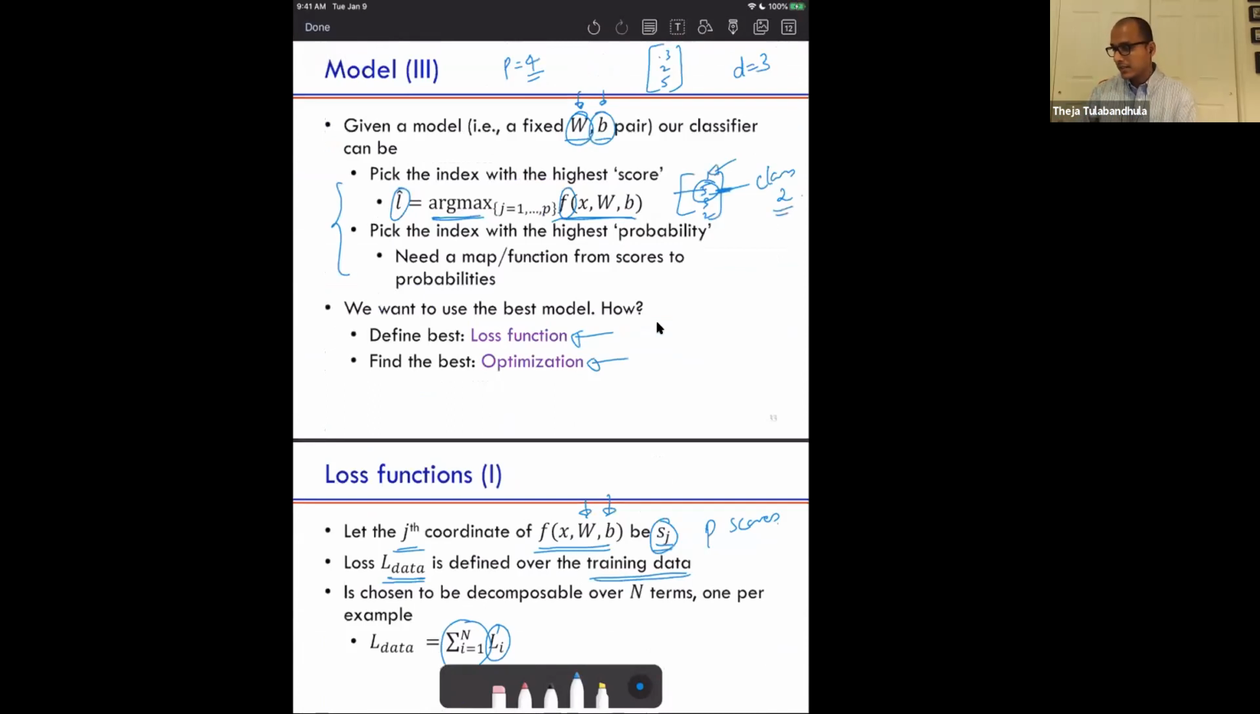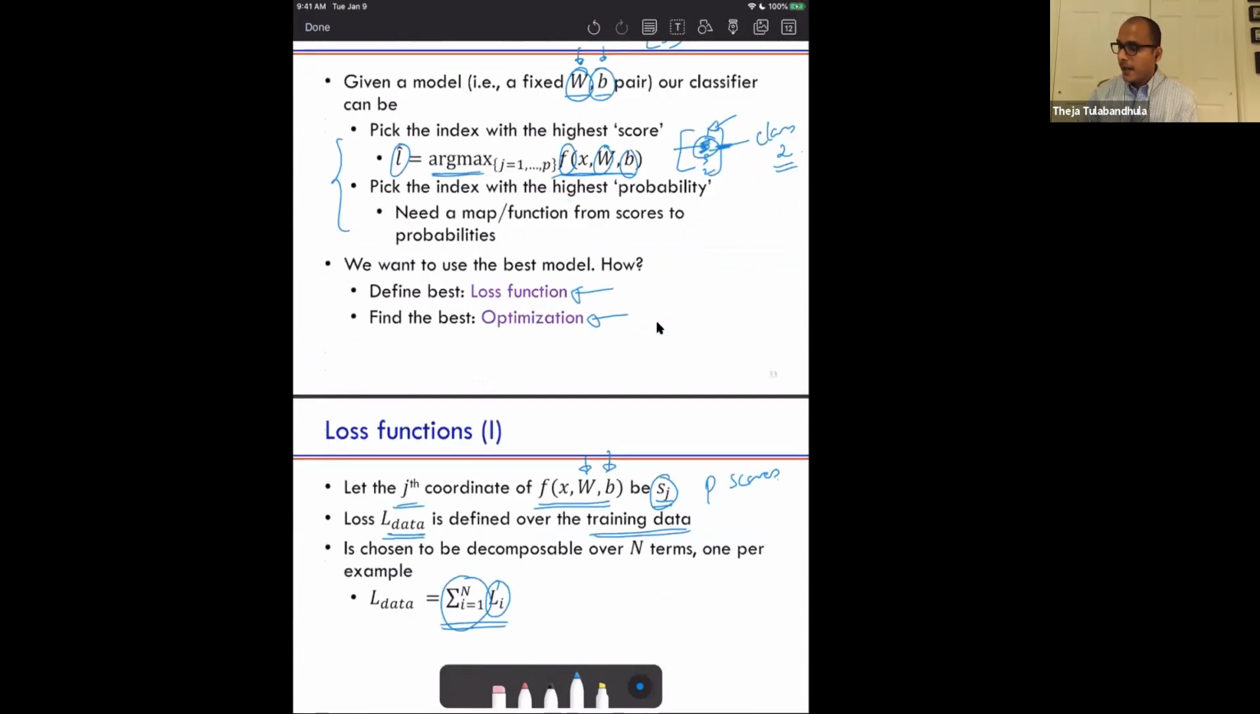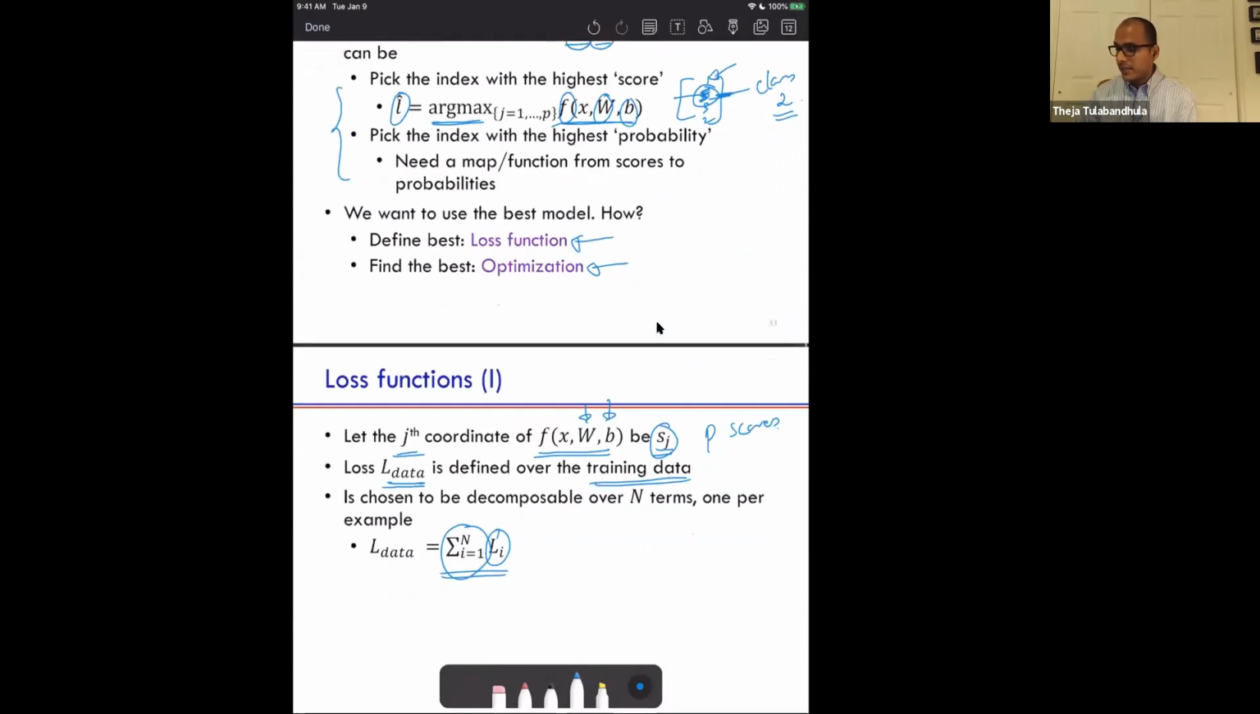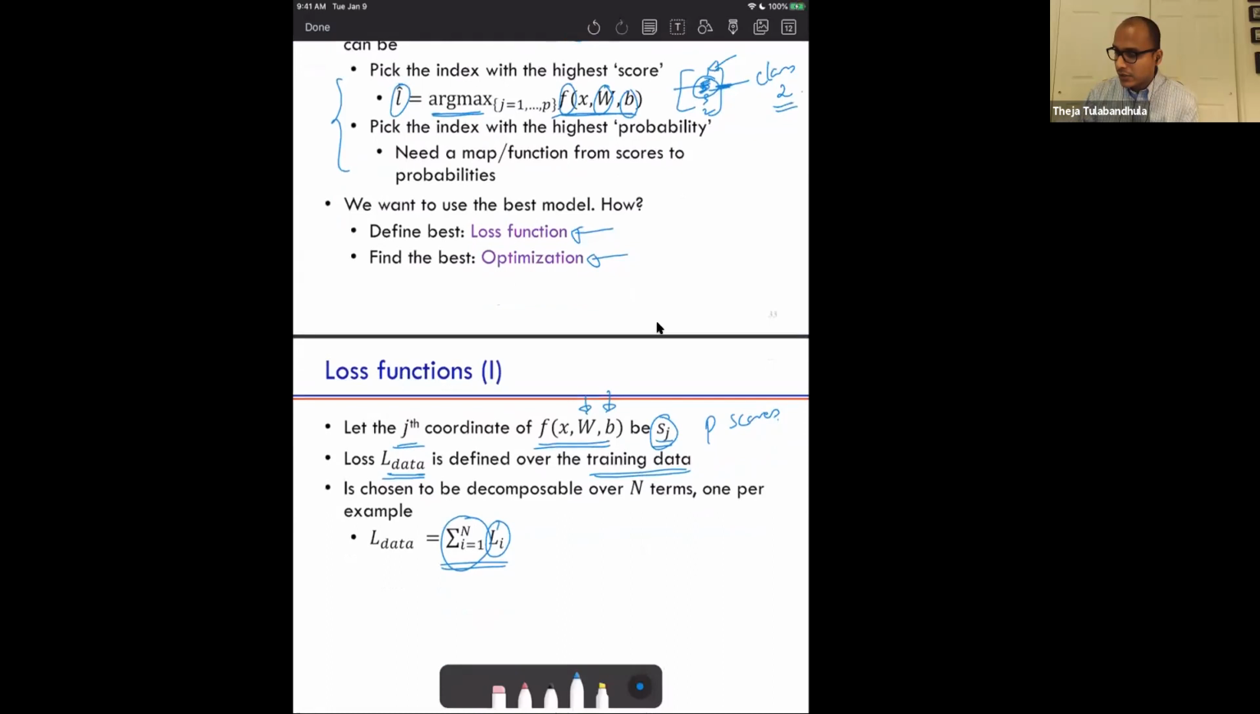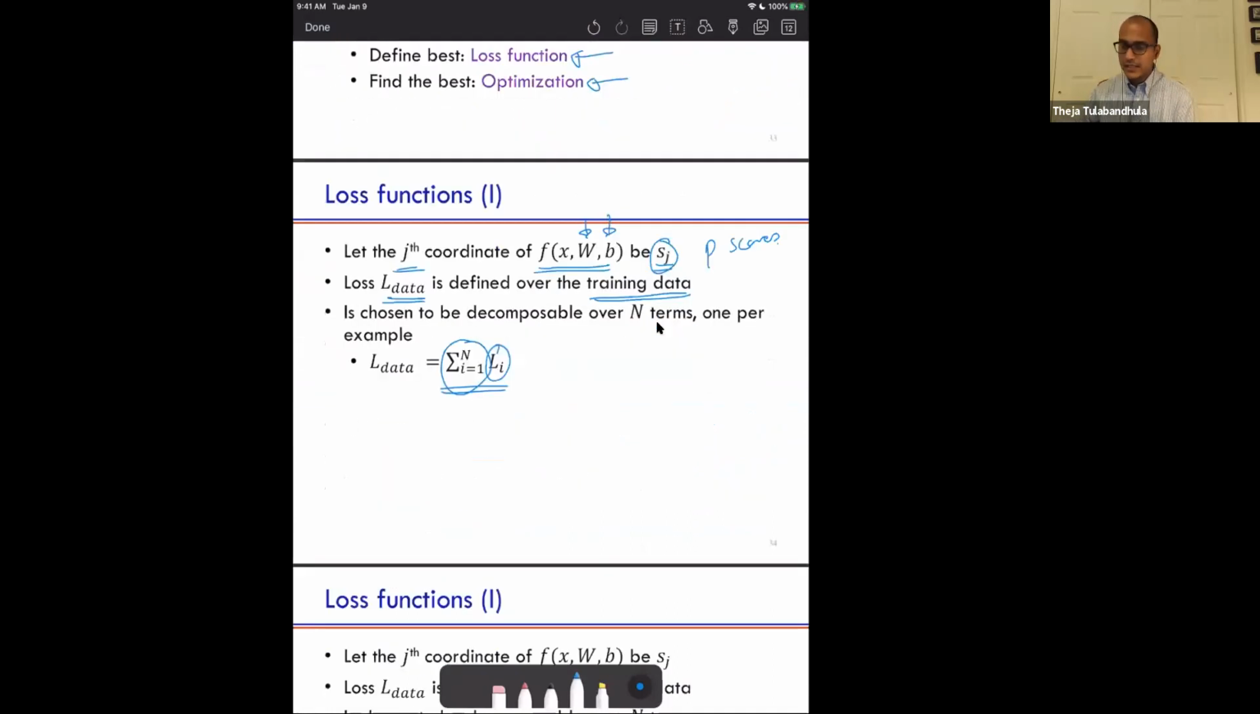I'm predicting 2 because for my choice of W and b, the second coordinate was the highest, with the number 5. And so I'm predicting the second class, but I also have a probability associated with the first class, which is maybe a very low value. Okay, but the true class is class 1.